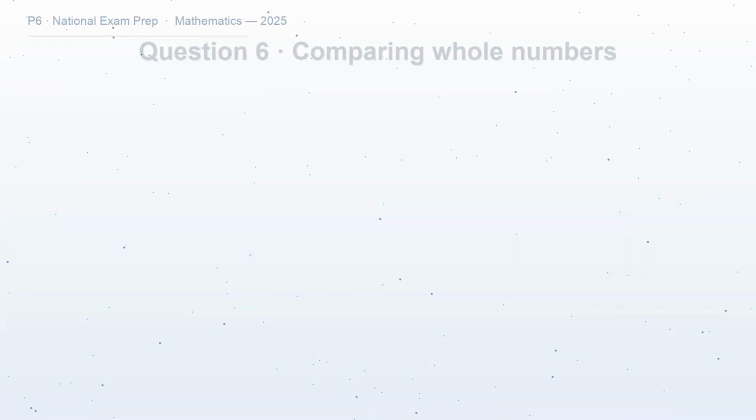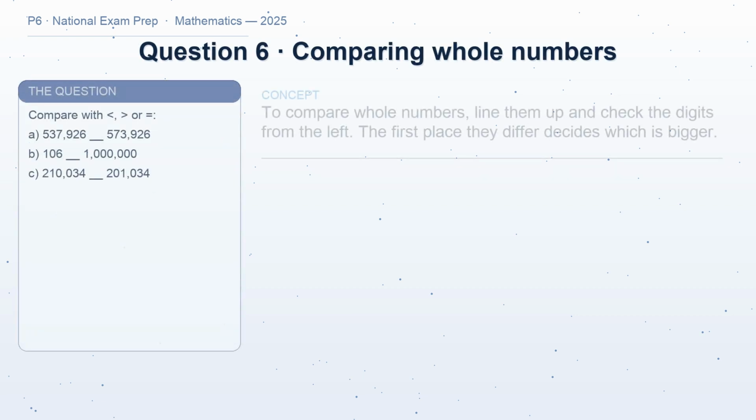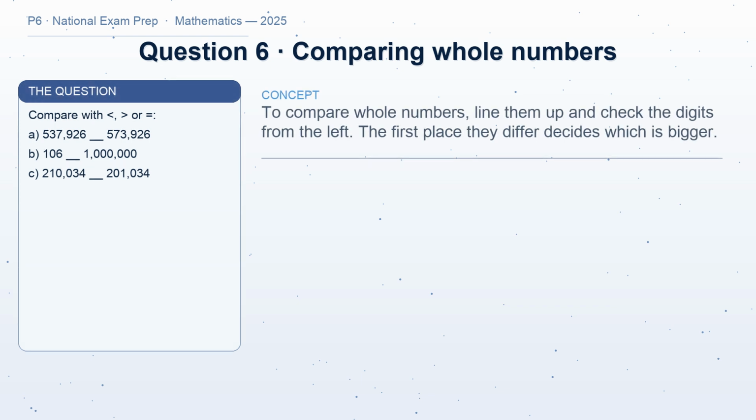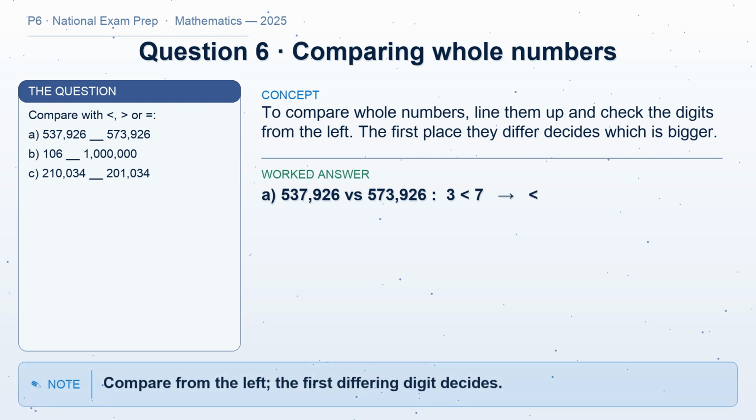Question 6. Let's compare each pair using less than, greater than, or equals. The trick is to read the digits from the left and find the first place where they are different. That place decides which number is bigger. In part A, both start with 5, but next comes 3 against 7. 3 is smaller, so 537,000 is less than 573,000.